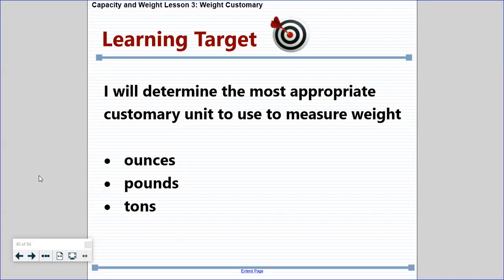Hi, third graders. Today we are moving to learning to measure weight and to choose the most appropriate customary unit to use to measure weight. So, the last three lessons were about measuring capacity, which we will review in a second. But today's target is to be able to choose the most appropriate customary unit to use to measure the weight of an object. And the customary units we will be focusing on today are ounces, pounds, and tons.